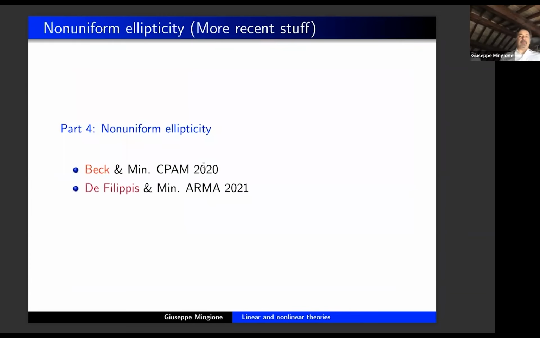So finally, the last part of the talk is more recent stuff, and this is joint work with Lisa Beck from Augsburg and Cristiana De Filippis from Torino.